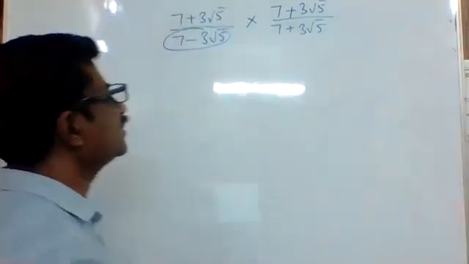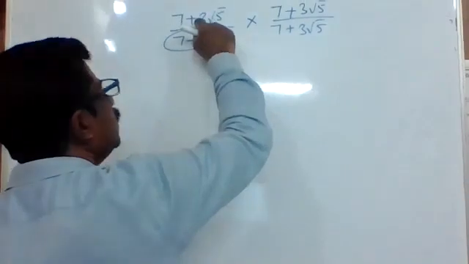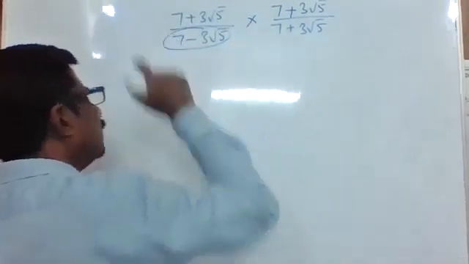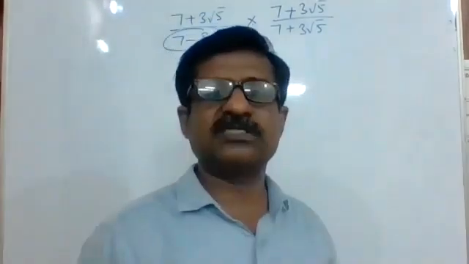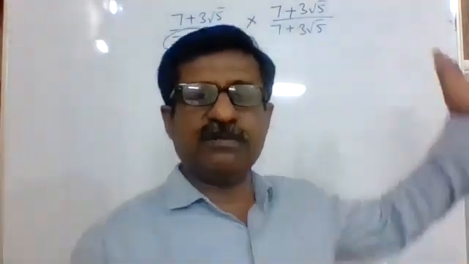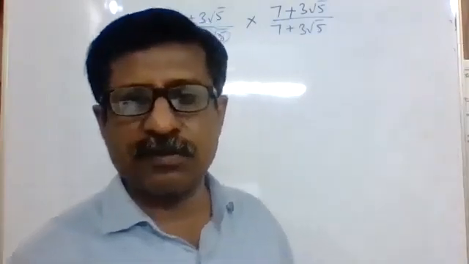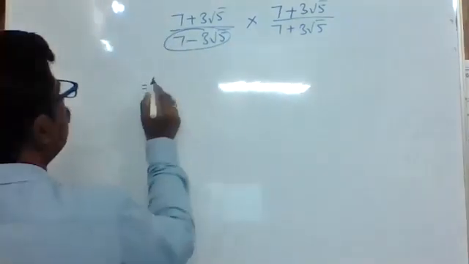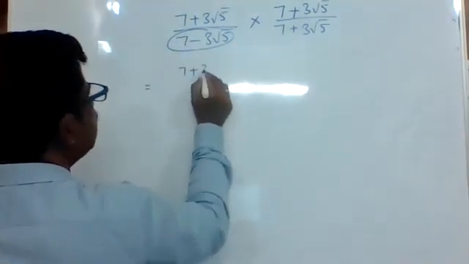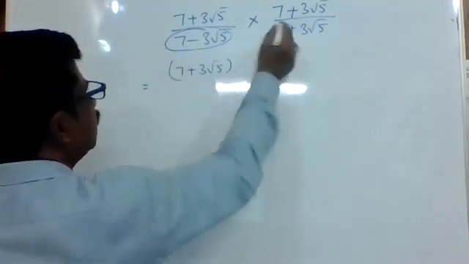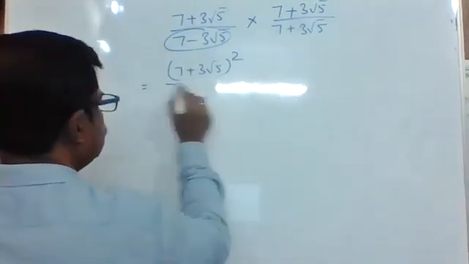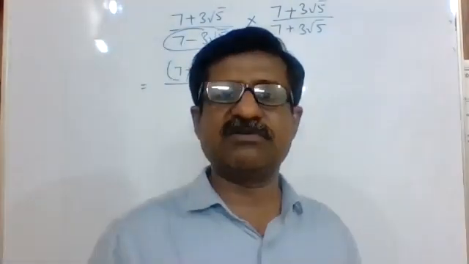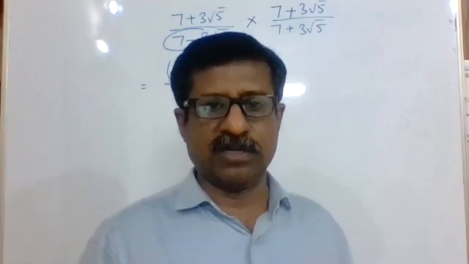We are not multiplying the 7 plus 3 root 5 because of the numerator. Why are we multiplying 7 plus 3 root 5? Because of the denominator. Since the denominator was 7 minus 3 root 5, we multiplied the numerator as well as denominator both by 7 plus 3 root 5. Now the numerator is 7 plus 3 root 5 into 7 plus 3 root 5, and that is 7 plus 3 root 5 whole square.